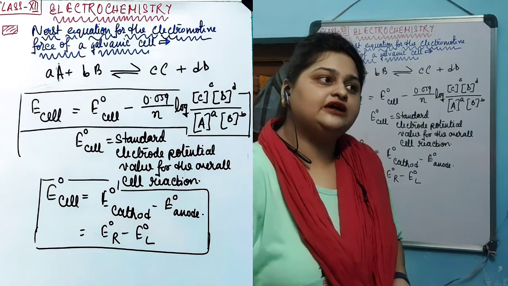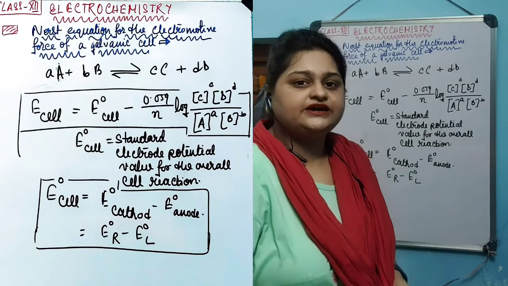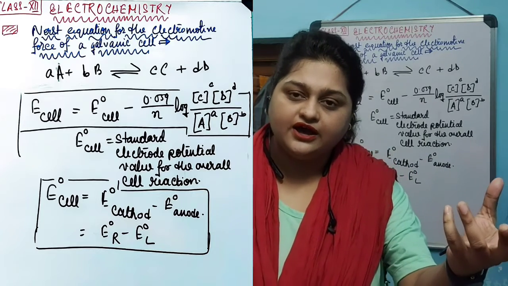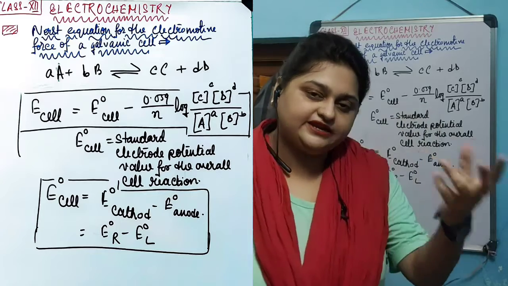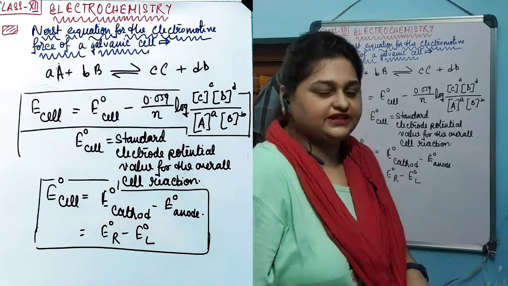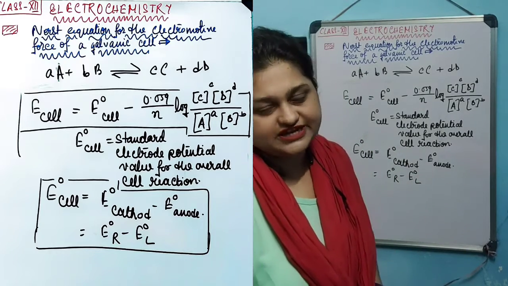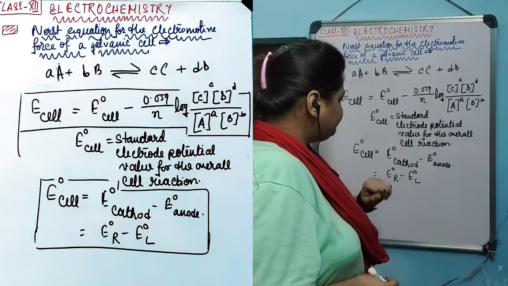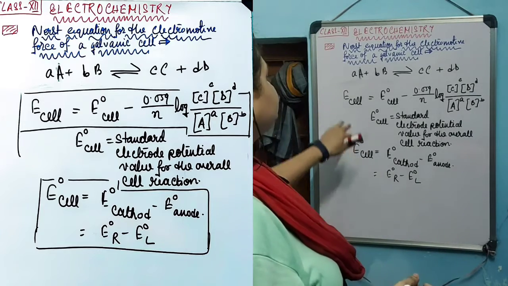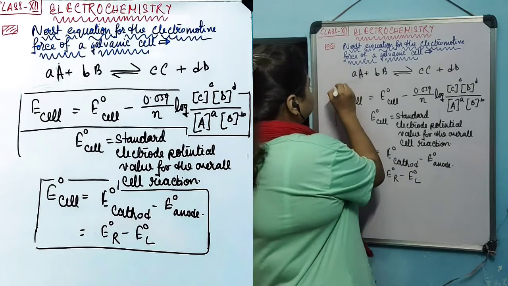We can get the entire overall setup's standard electrode potential just by subtracting the standard electrode potential of the left hand side half cell from that of the right hand side half cell, that is, the standard electrode potential value of the right hand side half cell minus the standard electrode potential value of the left hand side half cell, and thus we can find the electrode potential value of the overall cell reaction at any instant of time.